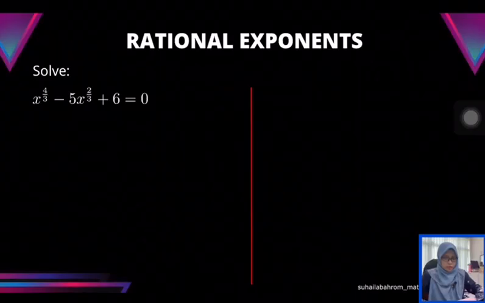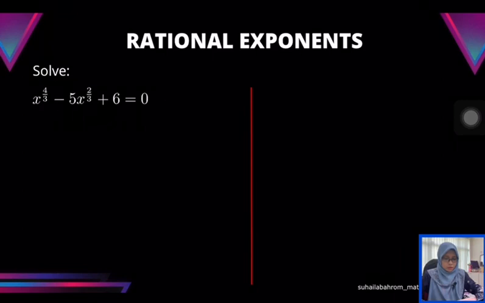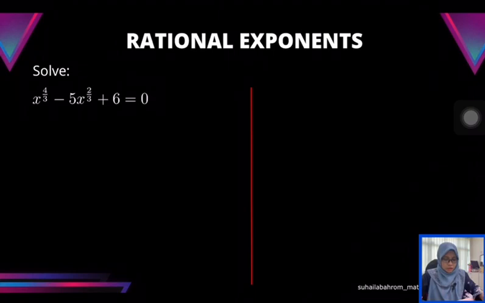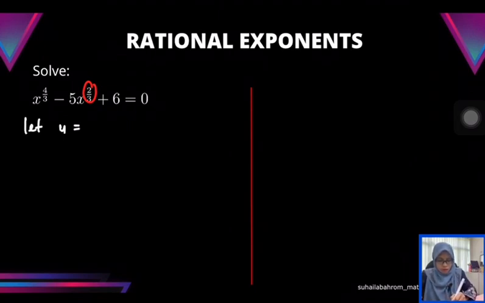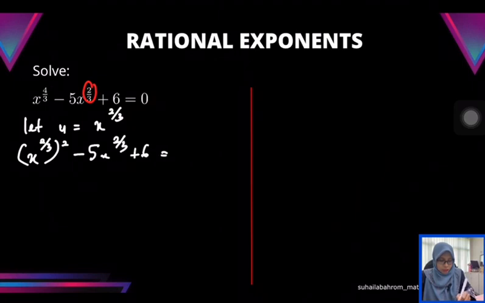Okay, now let's continue with the next type of equation, which is rational exponent. Solve x power of 4 over 3 minus 5x power of 2 over 3 plus 6 is equal to 0. For this case, we have the lowest exponent here, which is x power of 2 over 3. So let us let u be equivalent to x power of 2 over 3. And then x power of 4 over 3, we can rewrite as x power of 2 over 3, power of 2, minus 5x power of 2 over 3 plus 6 is equal to 0.